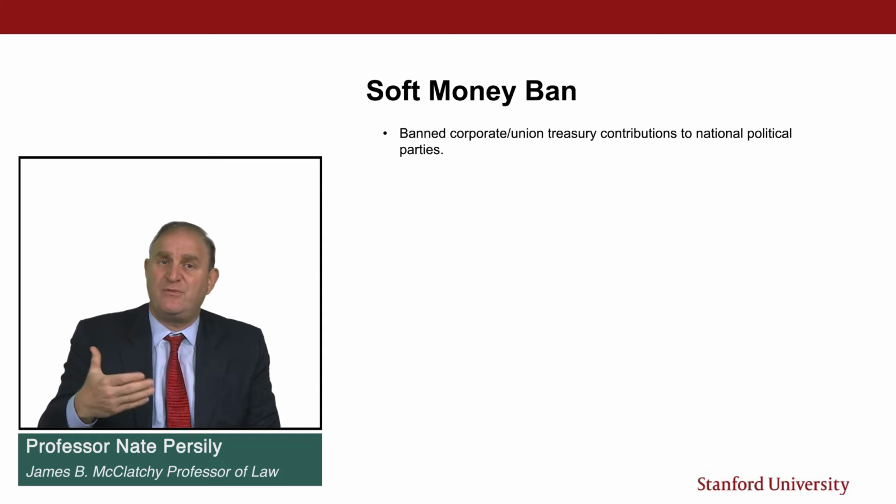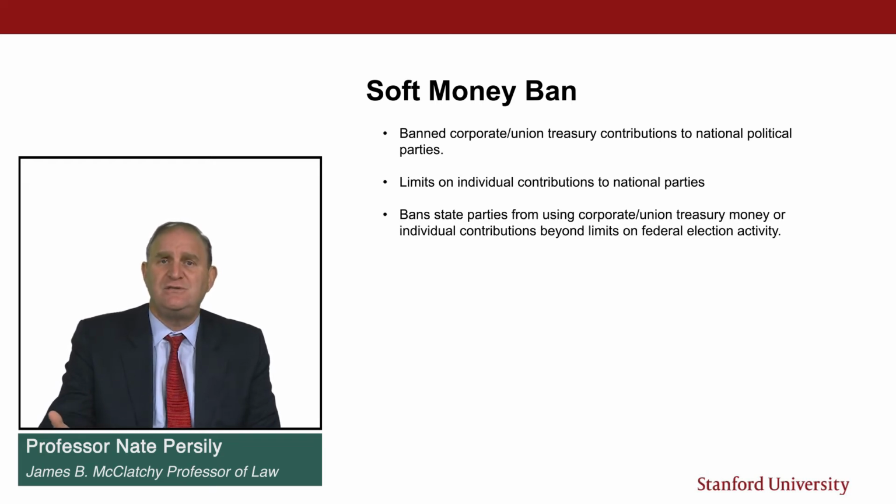Now, that's what I was saying with respect to corporate and union donations. And then what it did with respect to individual contributions was to maintain that individuals could contribute to political parties, but they could only do so within limits. And so the soft money ban was just a way of trying to make sure that any money coming into and out of political parties would be regulated, both by banning certain sources, corporate and union treasury funds, and by regulating individual contributions. And the Supreme Court in McConnell versus FEC upheld the soft money ban.